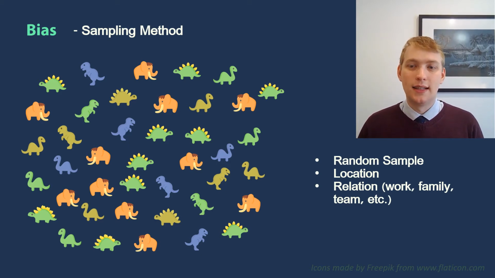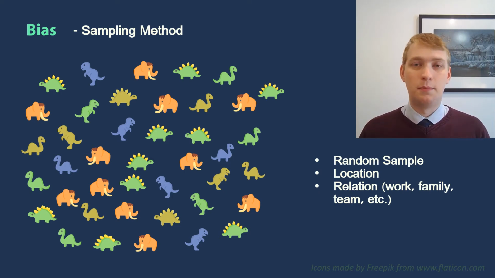Relation as well. So how you've come to survey these people, are they just friends and family? Because friends and family are probably going to have similar values and views to you compared to people who aren't. So we need to make sure that we're surveying people who aren't necessarily related to us. And this could also be coming up in a work situation, for example. If we just survey people we work with, they're probably going to hold similar views to us.